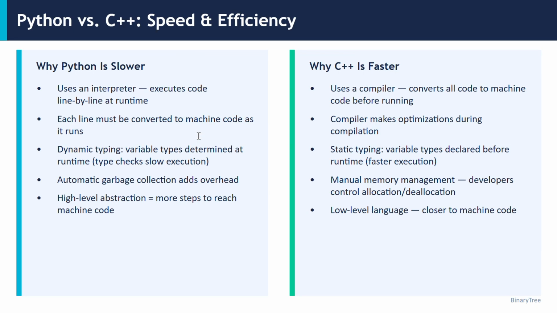Now, Python isn't perfect. It trades speed for readability. Here are the main reasons why it's slightly slower. Python uses an interpreter, which executes your code line by line at runtime, converting each line to machine code as it goes. It also uses dynamic typing and automatic memory cleanup, which add overhead. C++, by contrast, uses a compiler that converts everything to machine code before running and optimizes along the way, with static typing and manual memory control. C++ is closer to the machine, so it's faster but far less forgiving to write.